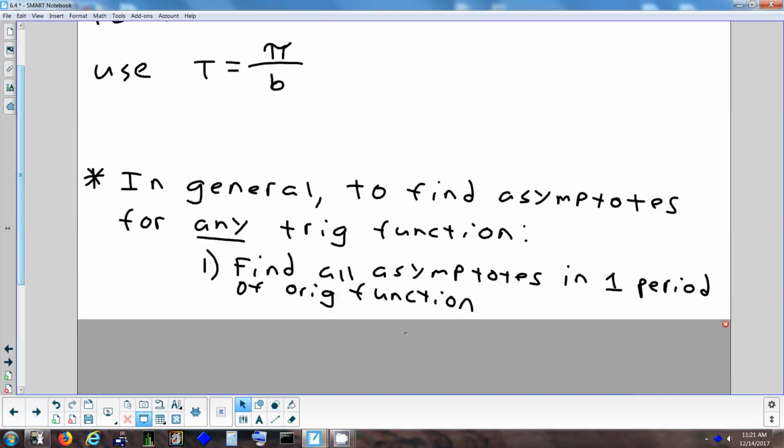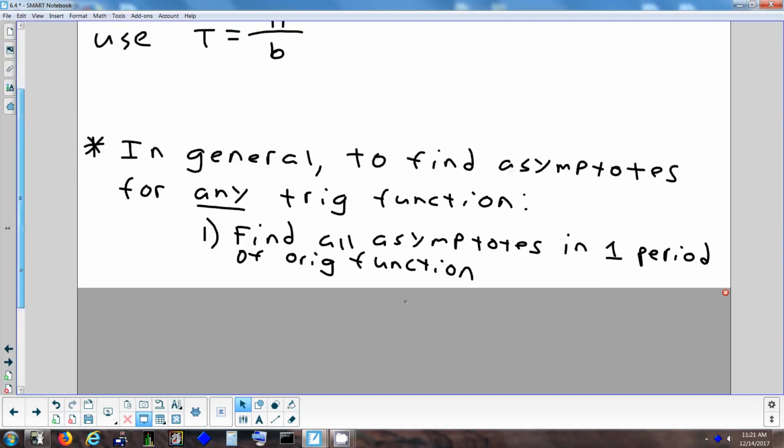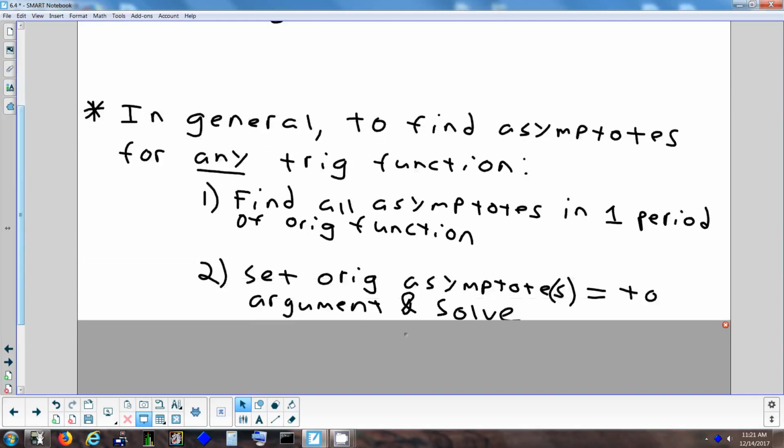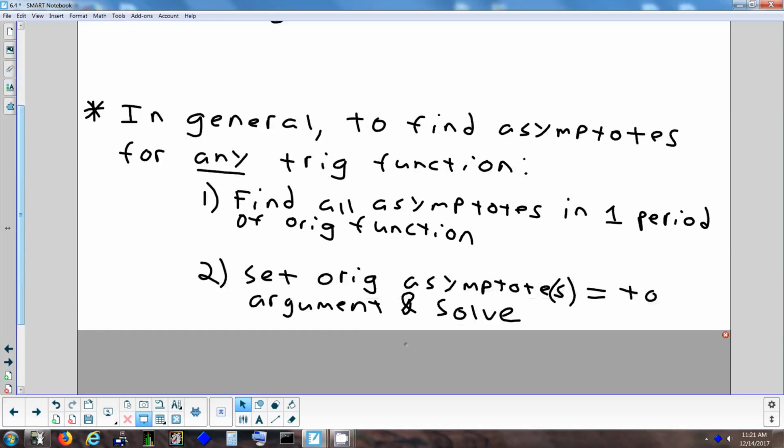The first step is to focus on one section. Don't look at 6 sections at the same time. Focus on one section. What section should you focus on? It doesn't matter. Any section you want, but pick one section. Look at that on the screen. Once you find that one section, you're going to find all the asymptotes in that section.